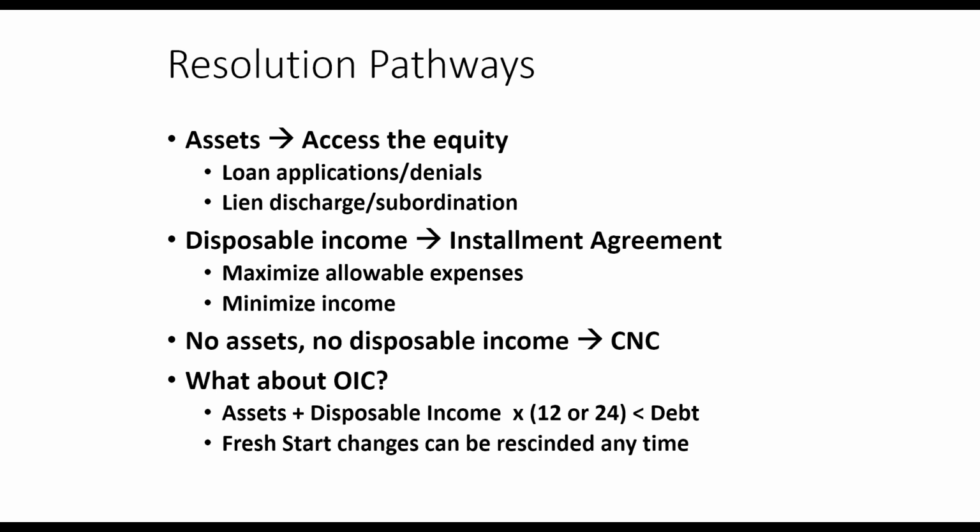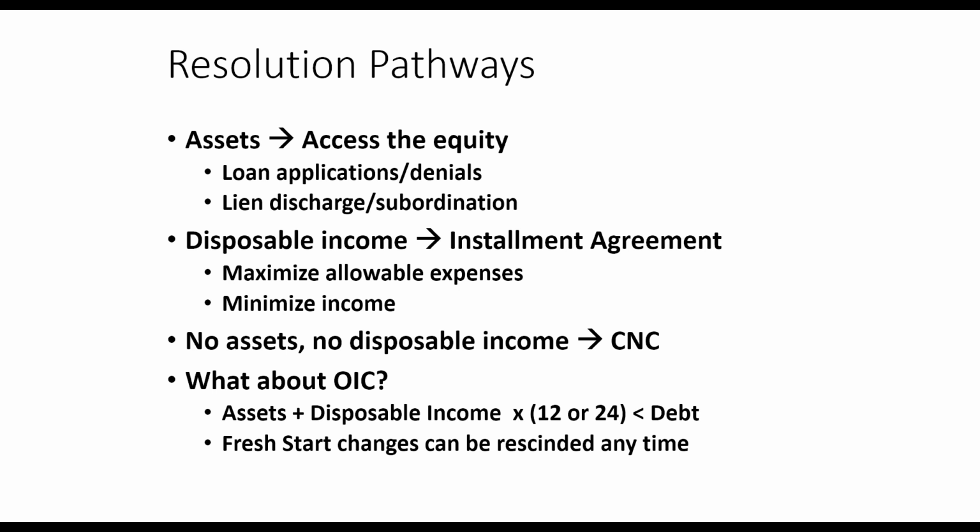You also may need to be looking at lien discharge, withdrawal, or subordination processes so that you can refinance or sell assets. Assuming that there's no assets to tap into, or if the taxpayer is eligible for streamlined installment agreements, then what you need to be looking at is their disposable income. The proper IRS term is remaining income, but most of us call it disposable income. This is under the collection financial standards.